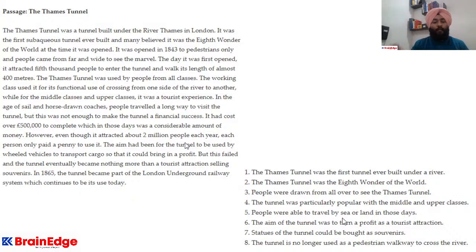Question number 8 says that the tunnel is no longer used as a pedestrian walkway. I feel this is not mentioned here, because if it was, they could have told us. A lot of students have this confusion: they clearly mention that it is now used for the underground railway system, and people are not using it to walk or to cross the river. So this is your opinion. I particularly feel that it should be marked not given because it is not mentioned anywhere, right?